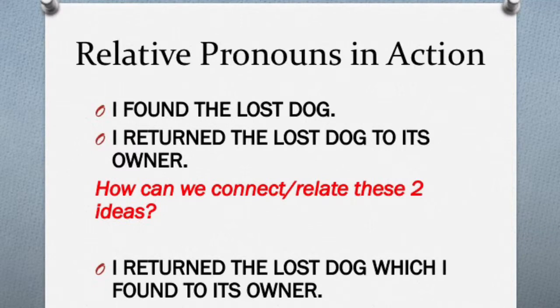We have two sentences in English. I found the lost dog, and I returned the lost dog to its owner. Writing them like this is a very simplistic way of communicating the ideas, so how can we connect or relate them? Look at what I've come up with. I've returned the lost dog, which I found, to the owner. The relative pronoun which connects the idea of my finding the dog to the more important idea that I returned it to its owner.